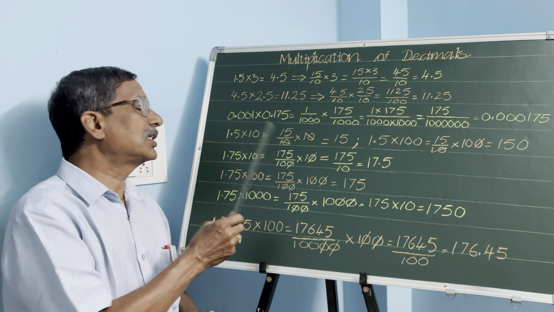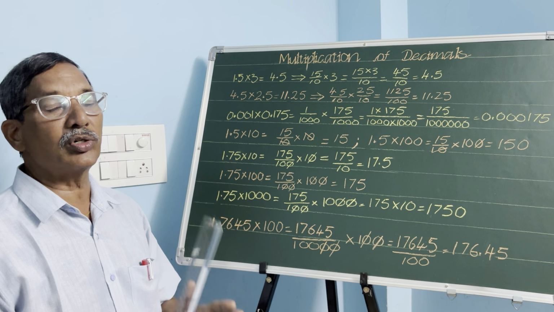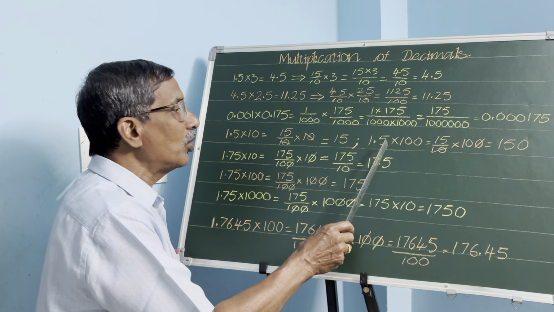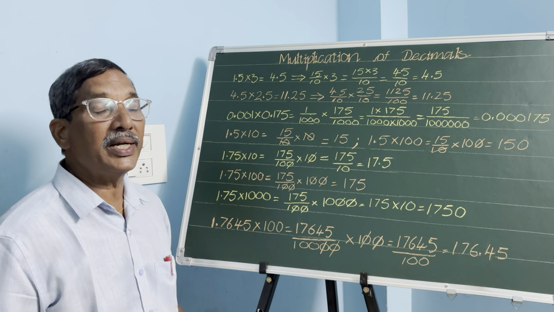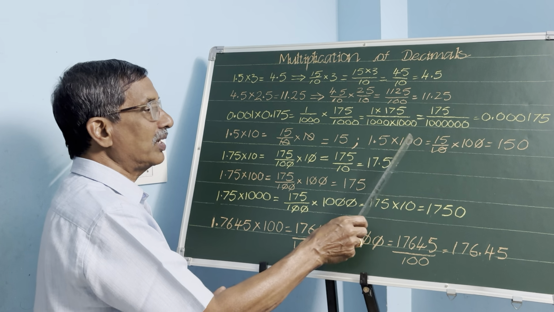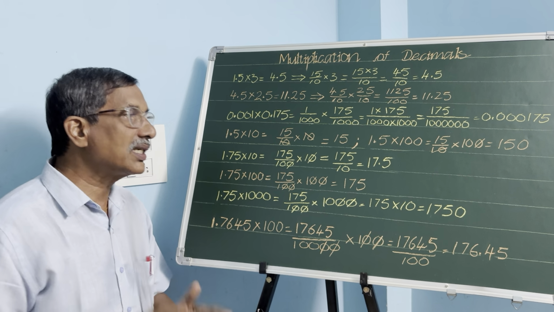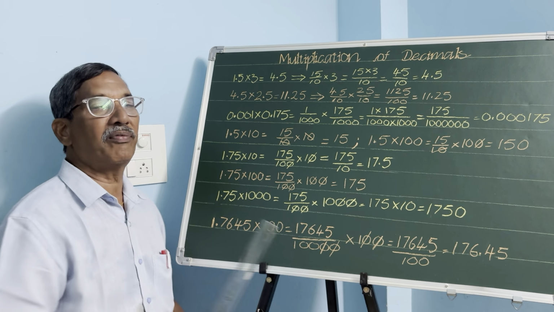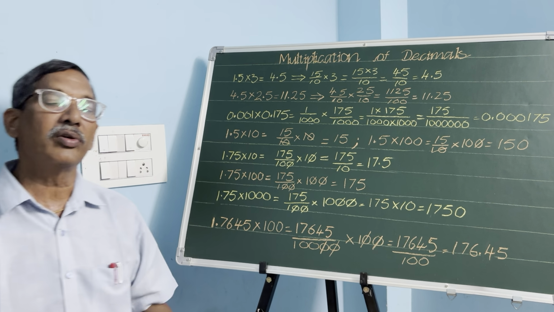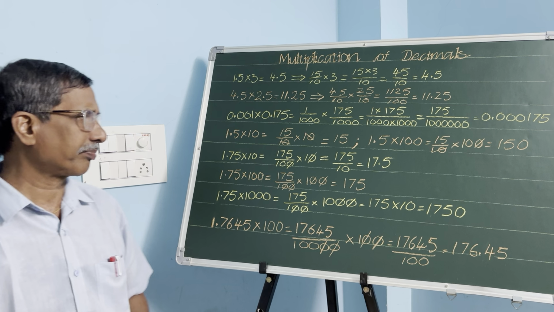Coming to the next one. Since there are 2 zeros in 100, you have to move the point 2 places to the right side. But here you have only one place. To fill the remaining place, you write 0. So 1.5 into 100 is equal to 15 into 10, 150. 150.0, or you can write it as 150.